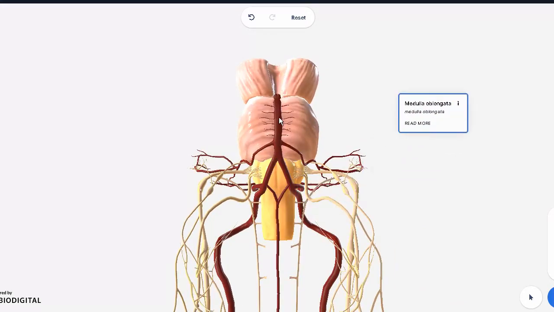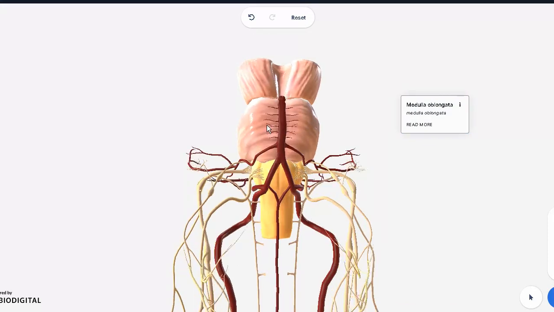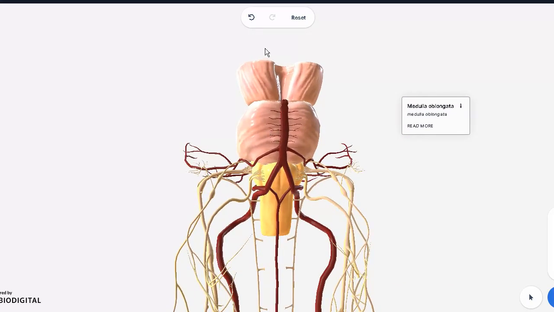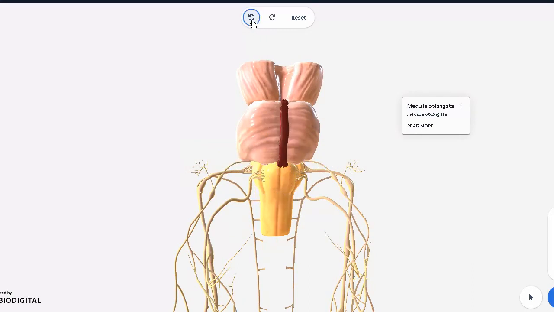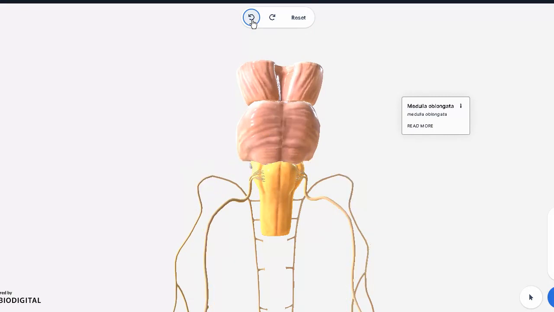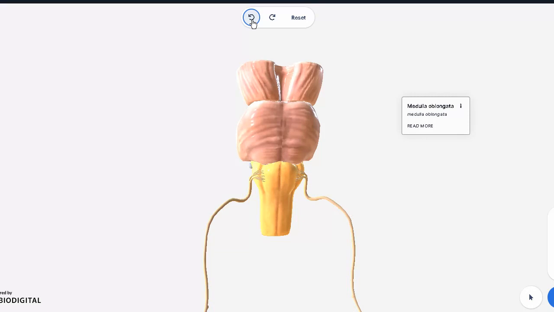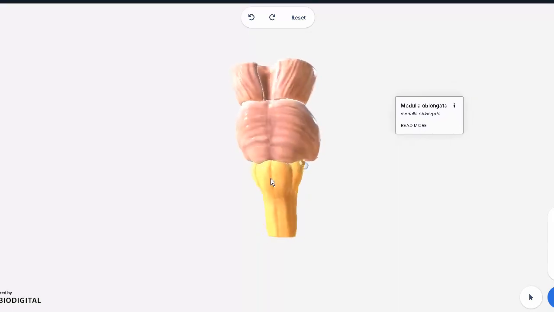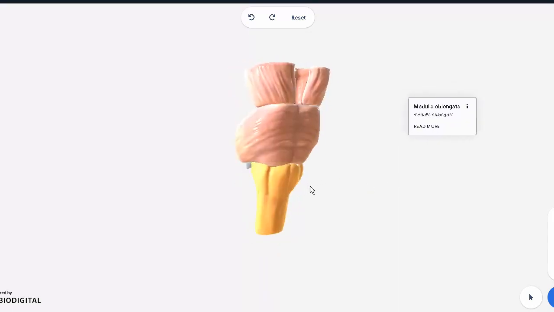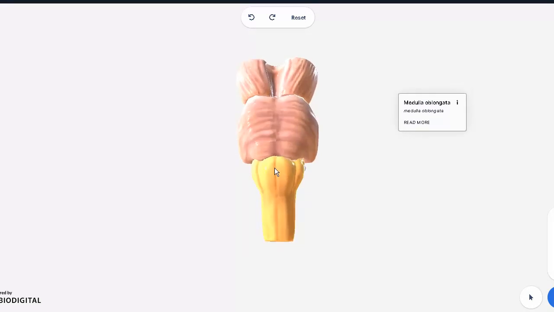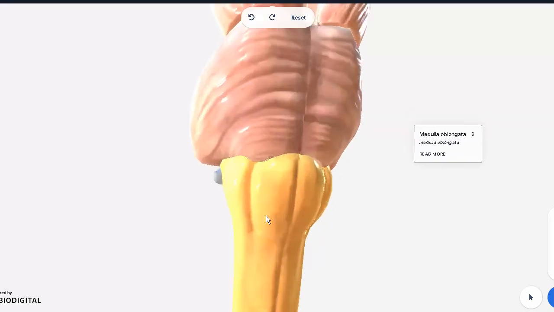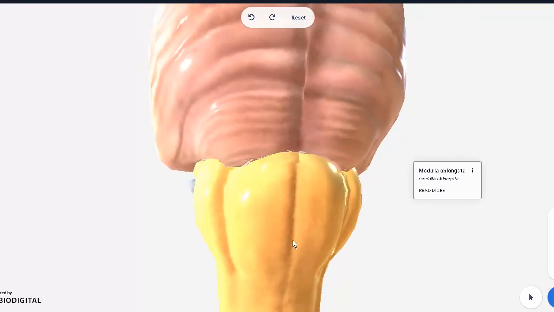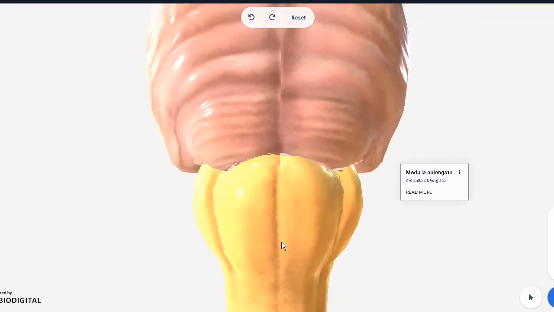Now, let's first clear up all this clutter so we can focus on the gross features. I'm going to go step by step back and we'll re-enable all of them once we reach there. Removing the arteries and the nerves. The whole brainstem has a very cylindrical structure, but if you look at the medulla oblongata, the one at the bottom, you will notice about 4 elevations in front.